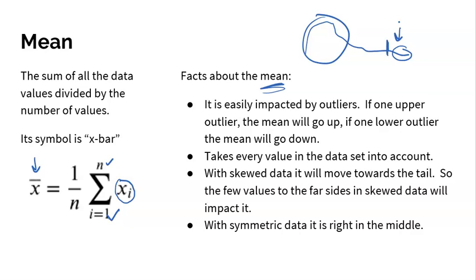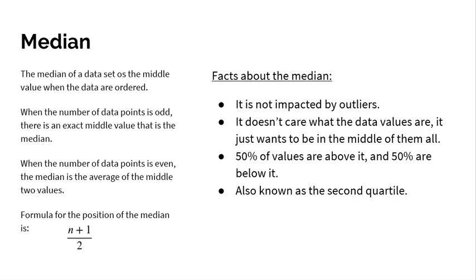Now with symmetric data, the mean's going to stay pretty much right smack dab in the middle, because the data on the left side and the data on the right side will balance out and the mean will be right in the middle.